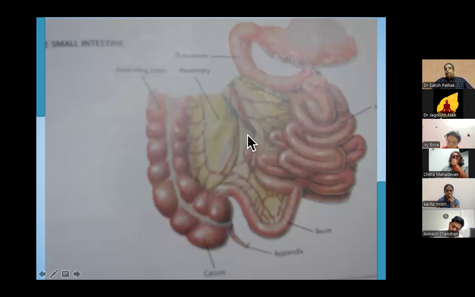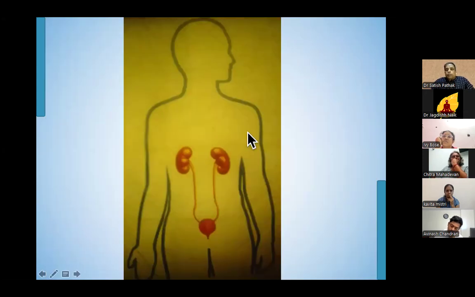Now, whenever there is obesity, when the abdomen protrudes forward, there is a lot of fat in this mesentery and in the wall of the intestine. Now these are the two kidneys. What is the function of the kidney?